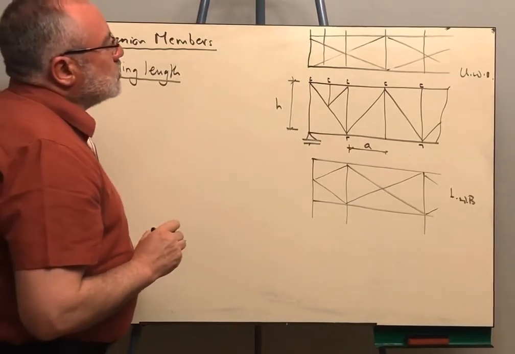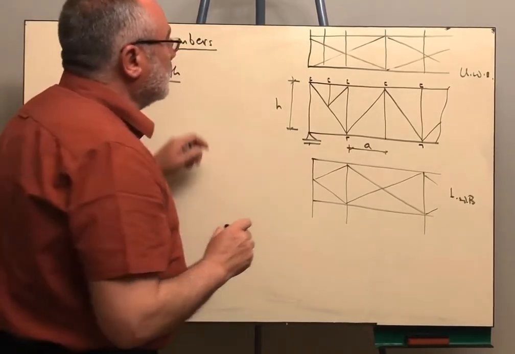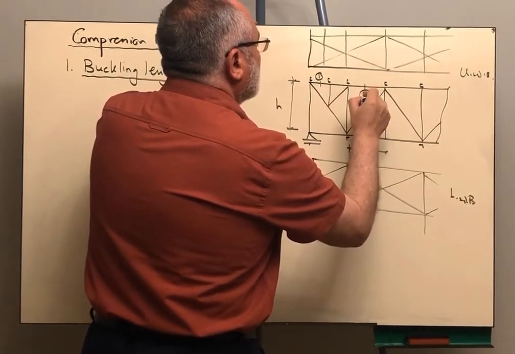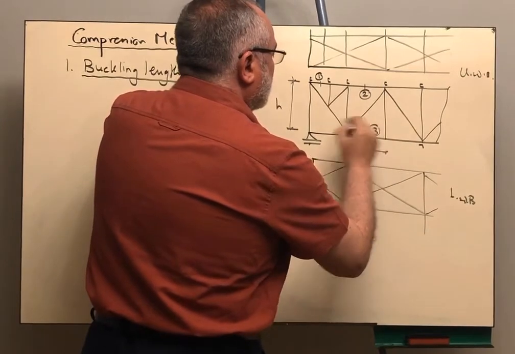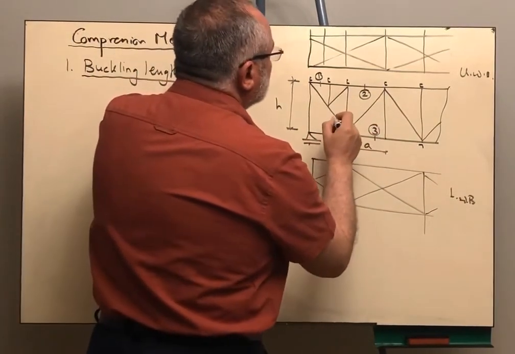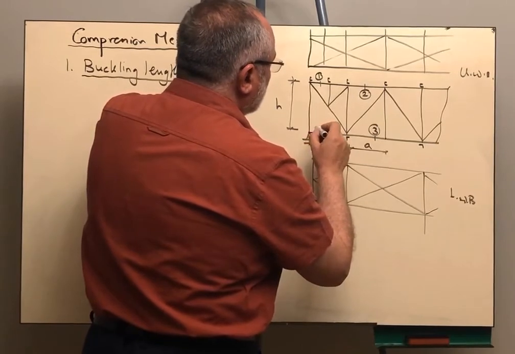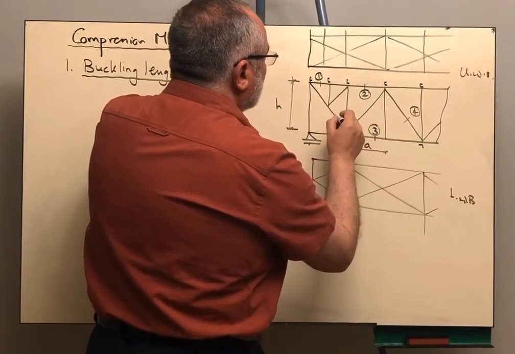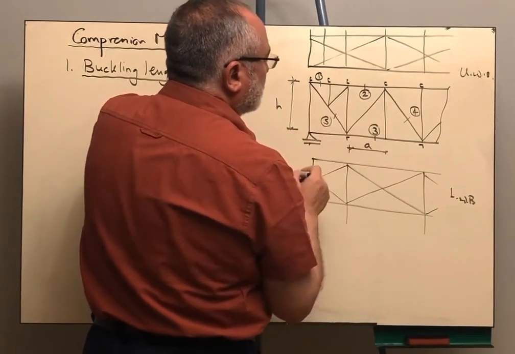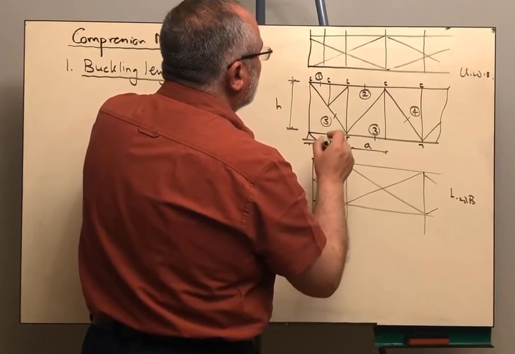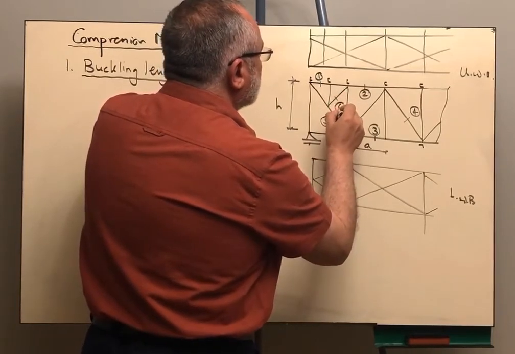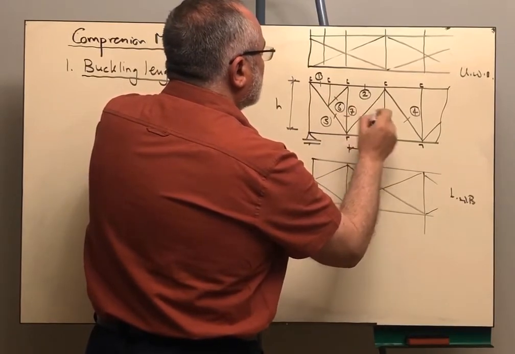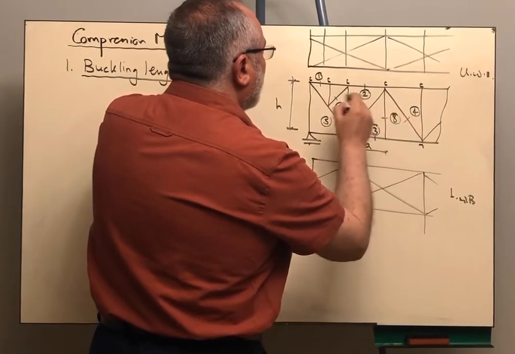now it is required to determine the buckling length of members 1, 2, 3, and member 4, 5, and 6, member 7, member 8, and member 9.